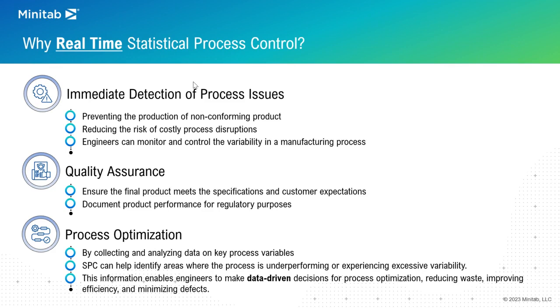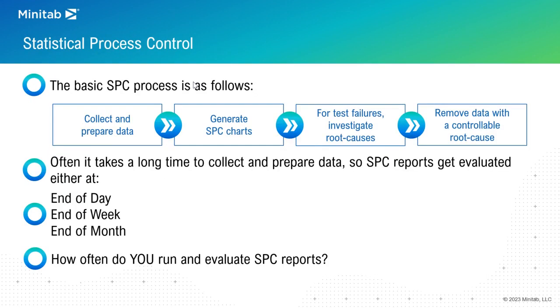And that's really what it's around, is that variation that we're looking at in our process, and whether the information enables engineers to make those data-driven decisions for process optimization, for reducing waste, improving efficiencies, and minimizing your defects. So the basic SPC process is as follows.